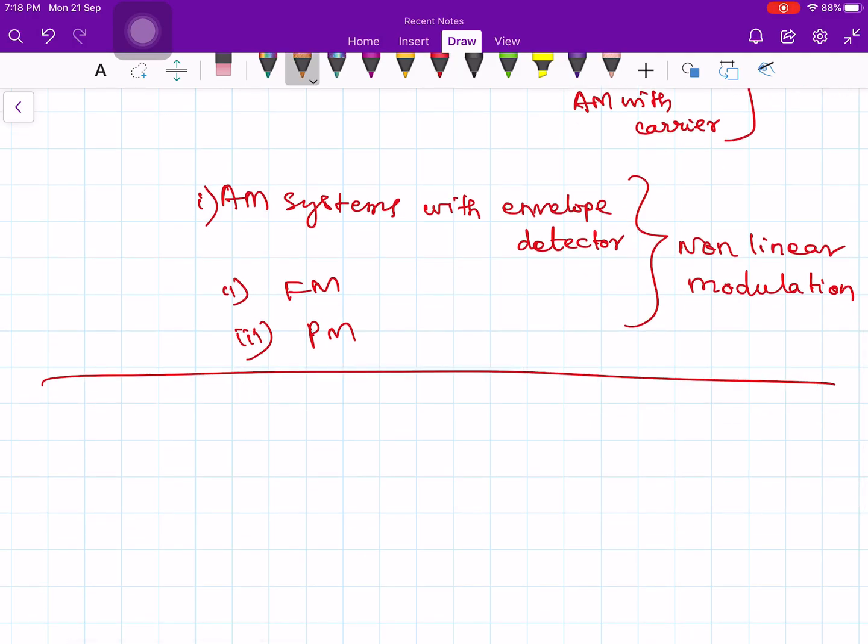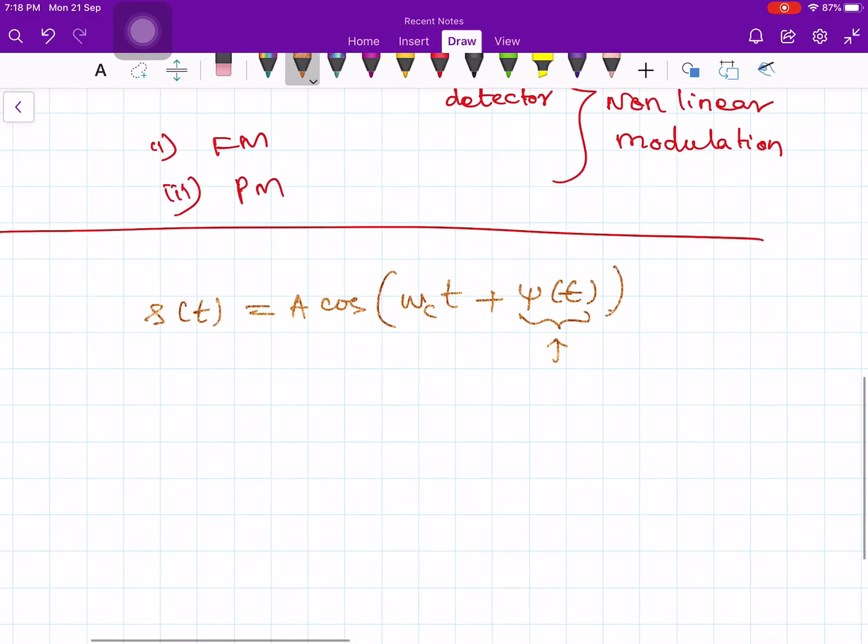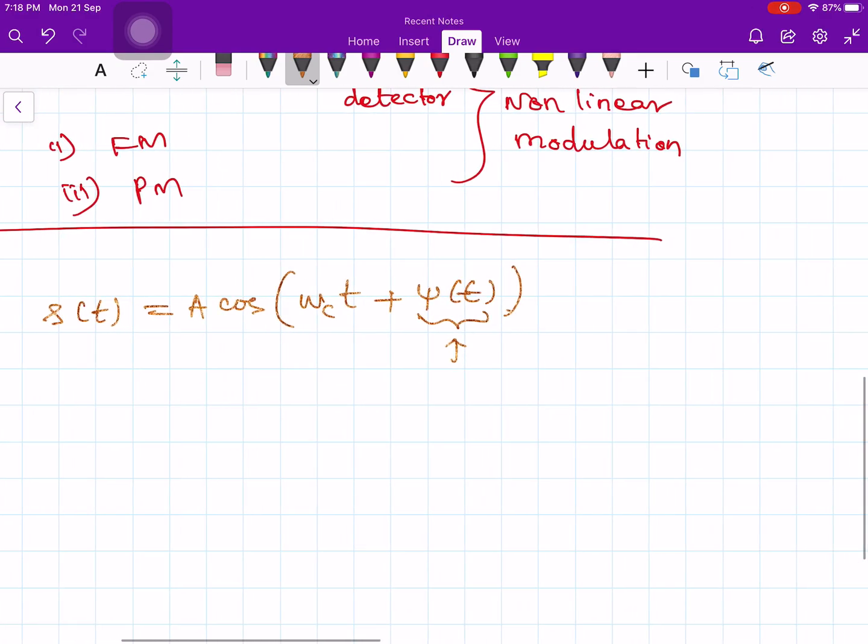Let us start with the modulated signal. What is our modulated signal? Let me call S of t equal to A times cos of omega c t plus the phase angle. I am going to denote psi of t instead of phi of t, and this psi t contains what? The intelligence. Some waveform which contains intelligence of the message m of t.